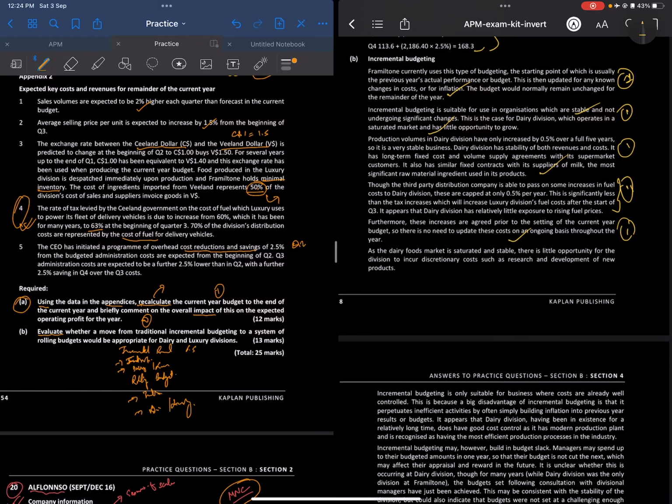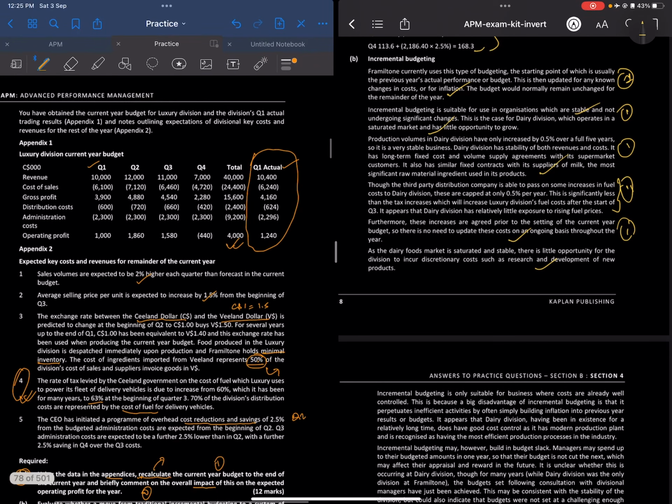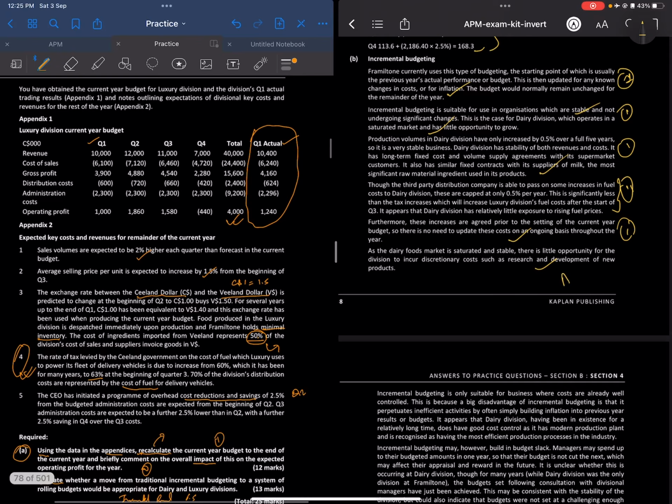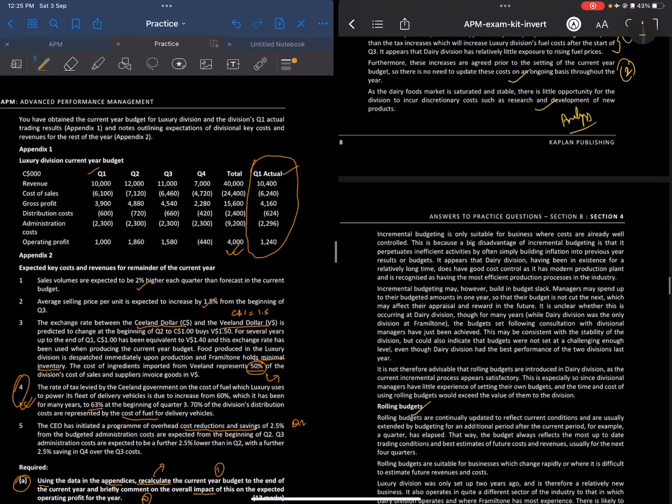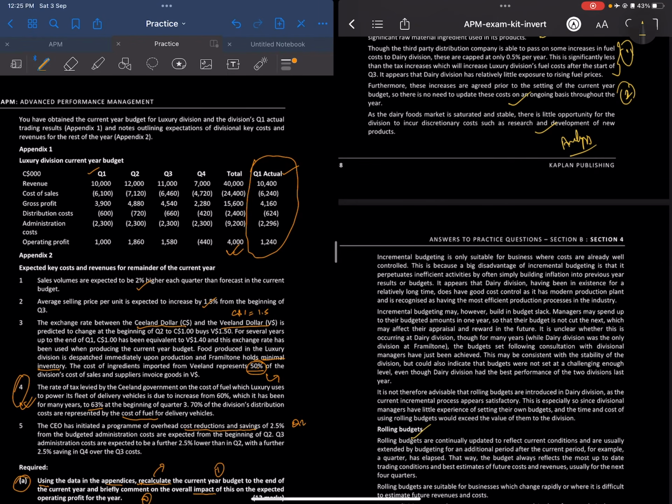Saturated and stable, so it's likely to incur R&D of low, right? So this is just extrapolation, let's just say that. It's a good analysis as well, we could definitely say that, but it's an extrapolation kind of thing, right, from the scenario. It's just inferring, let's just say that.